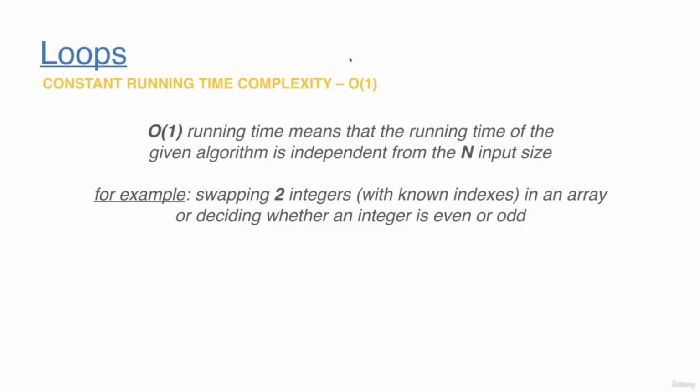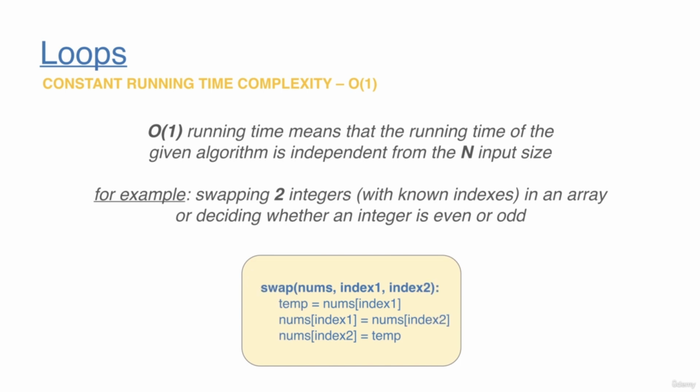First of all, let's consider the constant running time complexity. Constant running time complexity means that the running time of the given algorithm is independent of the input size. So no matter whether we are dealing with 10 items or 10 billion items, the running time of the algorithm will be the same. For example, when we swap two integers, and of course we know the indices of those given integers in a one-dimensional array, or if we multiply two integers, or we want to decide whether an integer is even or not.